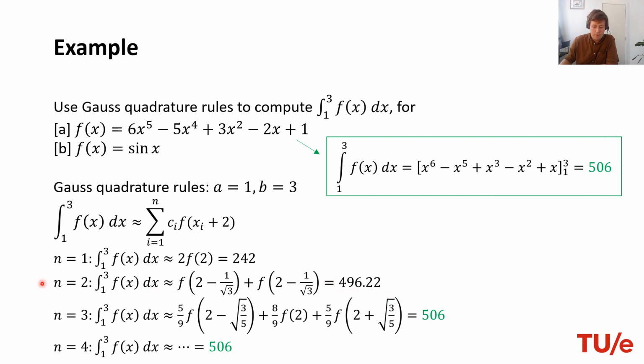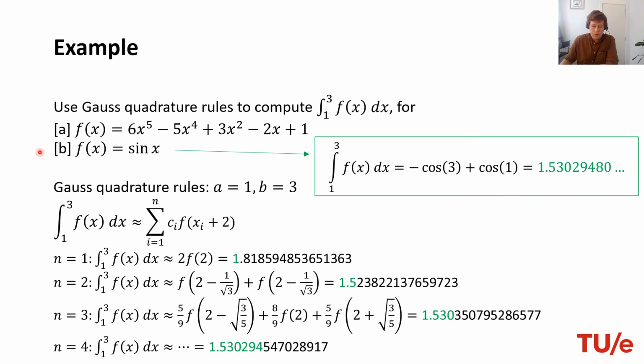Now you have to keep in mind that the number of function evaluations is extremely low here. This is only 2 function evaluations, and we're pretty close to the exact solution. And starting from 3 function evaluations, we have the exact value of the integral for this 5th order polynomial.